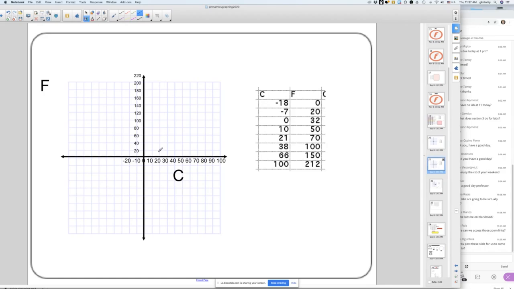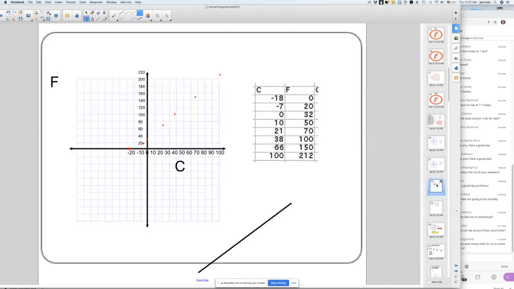So every one of these is a dot on here. Okay. Save a little time. I'm just going to go ahead and show you where the dots are. They are over there. And therefore, for example, 0 Fahrenheit and Celsius is minus 20. So that's this dot here.